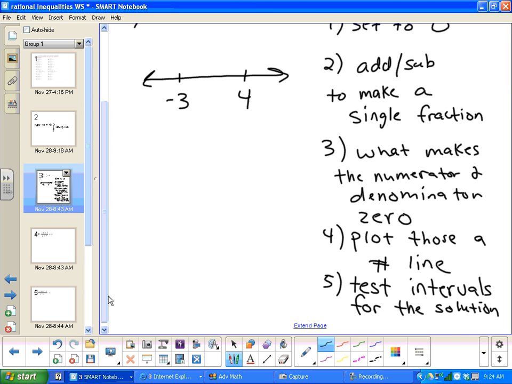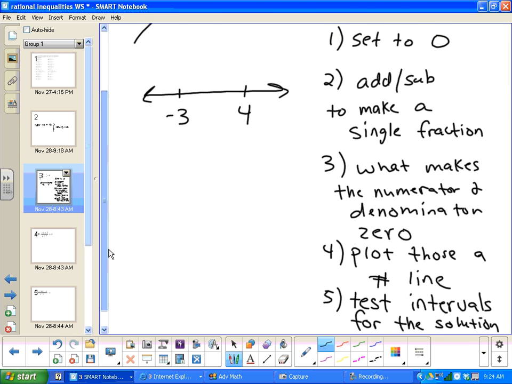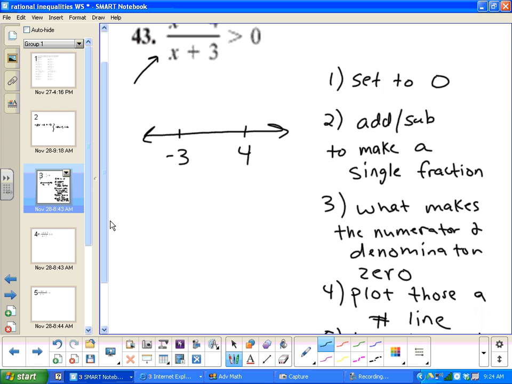So when I plot these values on my number line, -3 and 4, it breaks the number line up into 3 intervals. You kind of see that? Numbers that are to the left of -3, numbers that are in between the two numbers, and then numbers that are bigger than 4. So what I do is I label the intervals. I call this interval A, interval B, and interval C.